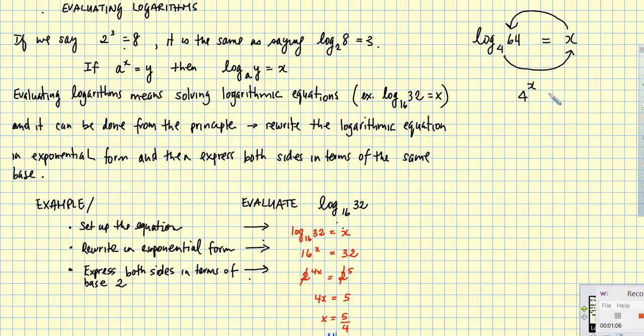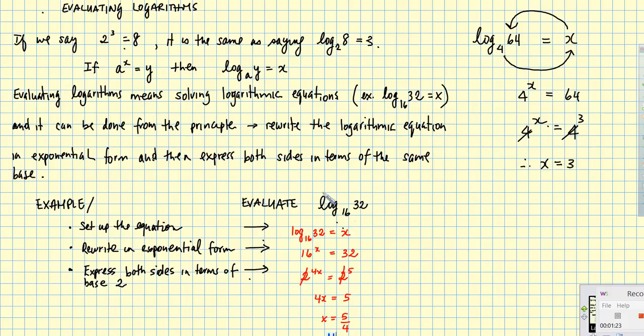So 4 raised to the power of x equals 64, and therefore I know that 4 to the power of x has to equal 4 cubed, and therefore, disregarding my bases, now I have the same bases, x will equal 3. So I know that 4 raised to the power of 3 is going to give me 64. Alright, so I have here how you would do this problem.